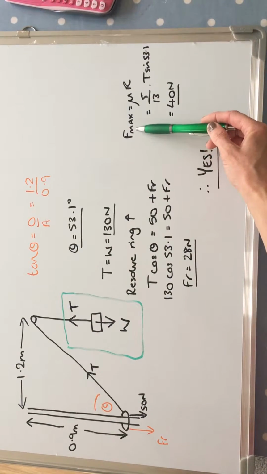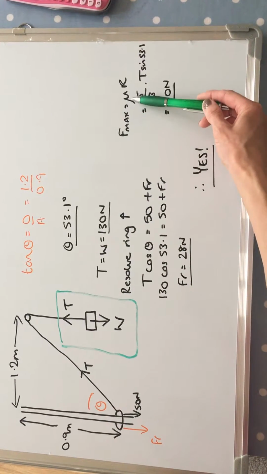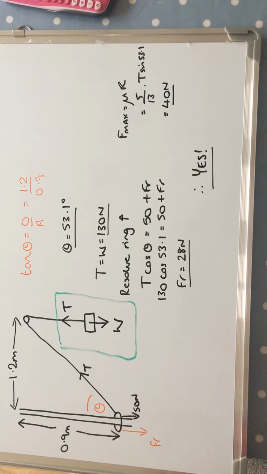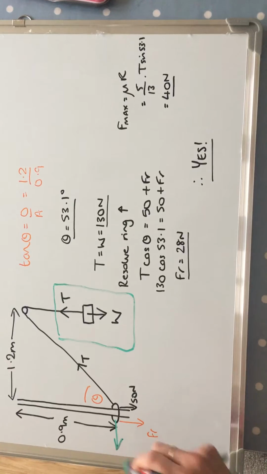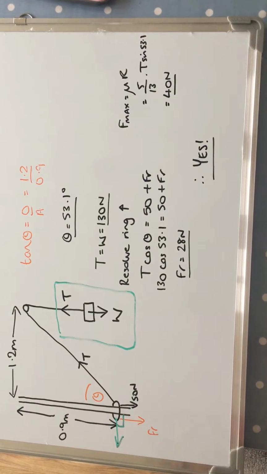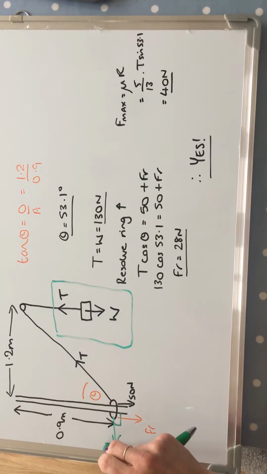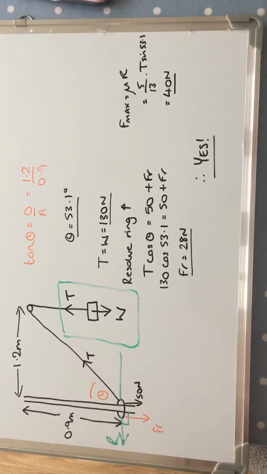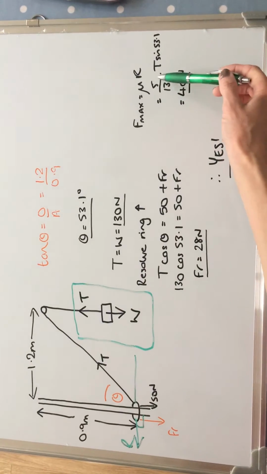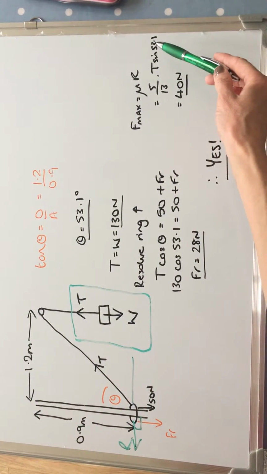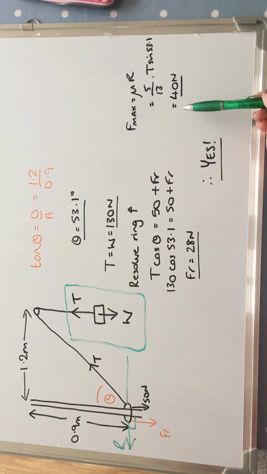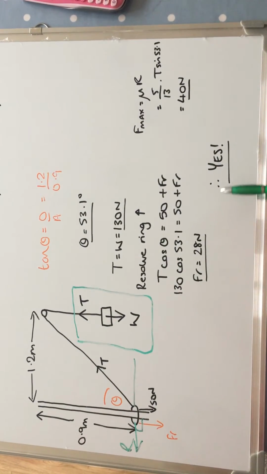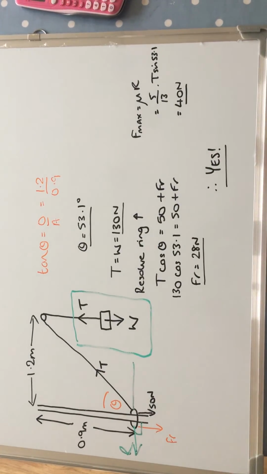Let's have a look. Maximum friction F max is mu R. Mu we know to be 5/13. Now, the reaction is going to be that way, remembering that it's always perpendicular to the surface, so that's my reaction. So my reaction is going to be equal to T sine theta, resolved in that direction. So 5/13 times T sine theta, or cos of 90 minus theta, the maximum friction can be in this scenario is 40 newtons. That's greater than what we said it would be, therefore yes, it can stay in equilibrium.